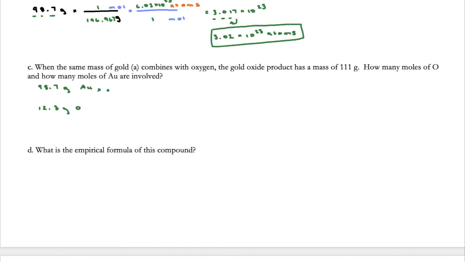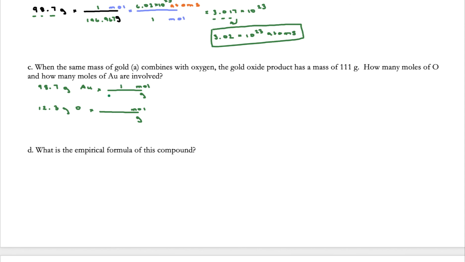So what I need to do is convert each of these out of grams. So I'm going to put grams on the bottom for each of these, and moles up top. Now grams per mole, that is the molar mass. So I'm going to have to plug in the molar mass for gold and oxygen separately. This is feeling like an empirical formula question. Oh, and look at D, it's an empirical formula question. So it's asking me to determine the empirical formula.